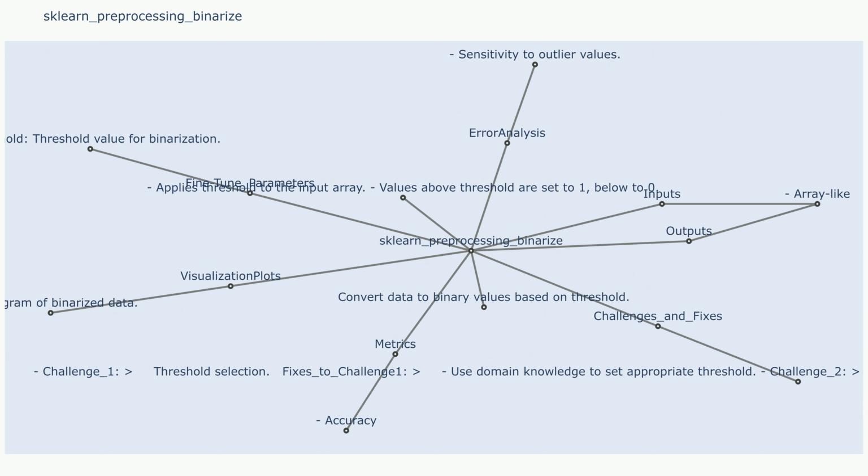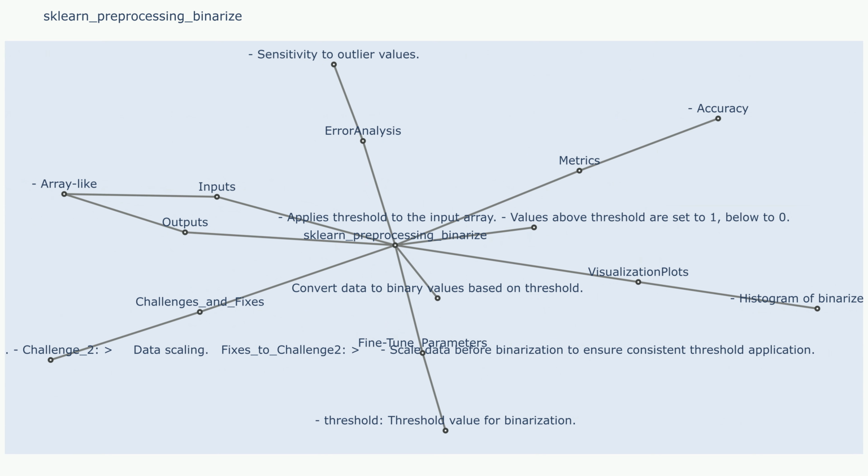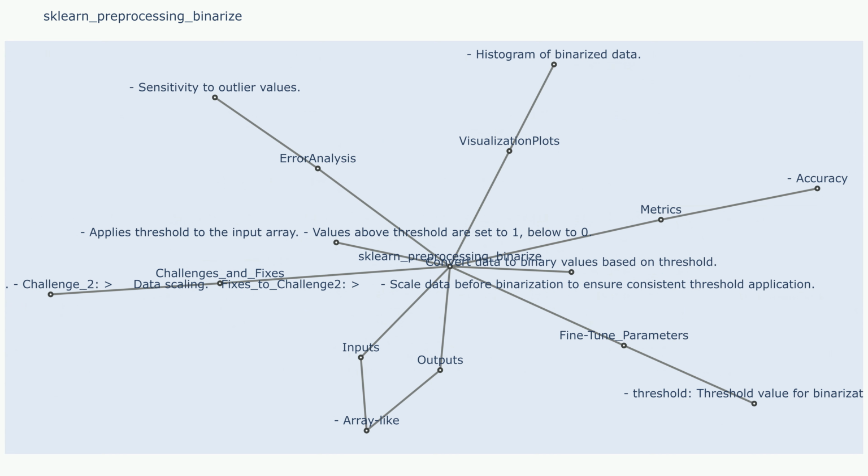Challenge 2: handling missing values. Sample use case that resulted in challenge 2: missing values can hinder binarization, as the algorithm needs to compare values against the threshold. Fixes to challenge 2. Impute missing values using appropriate techniques like mean, median, or mode imputation before applying binarization. Consider using specialized binarization methods that handle missing values directly.